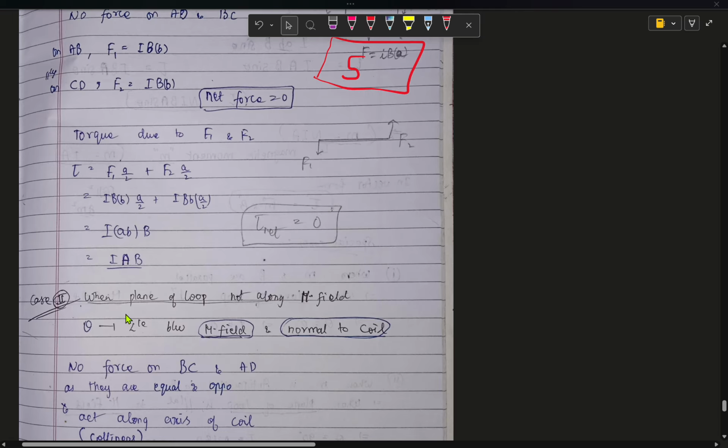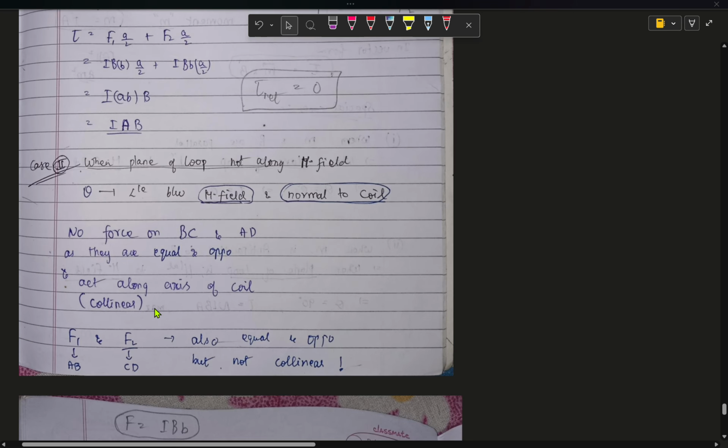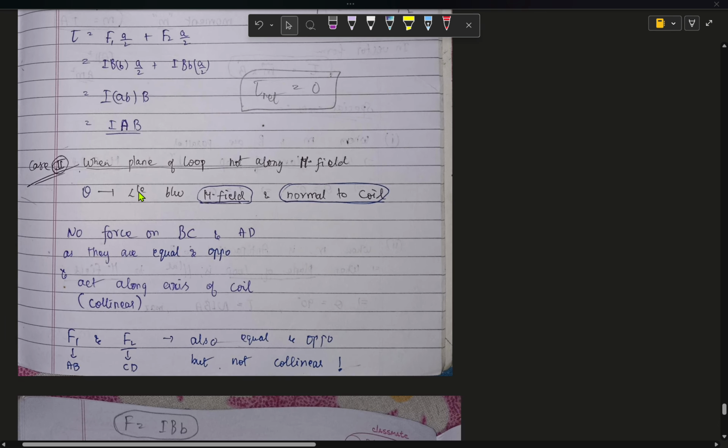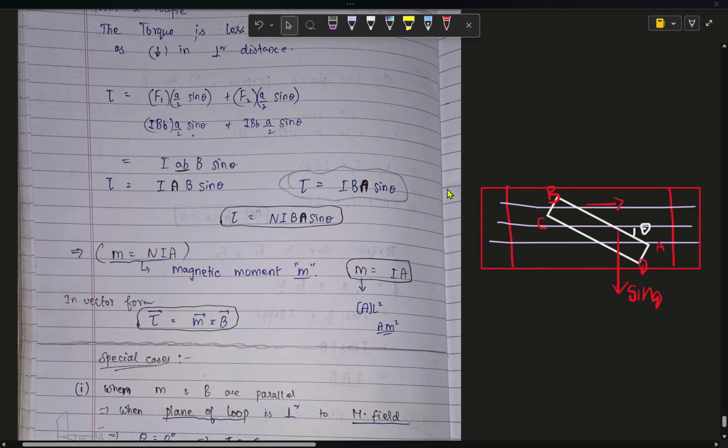Case 2: when the plane of the loop is not parallel to the magnetic field, if it is making some angle theta between the magnetic field and the normal to the current coil. If it is making an angle like this, this is the loop and these are the magnets, north pole and let's say south pole. This is the magnetic field produced because of the magnets, and the loop is making some angle theta.